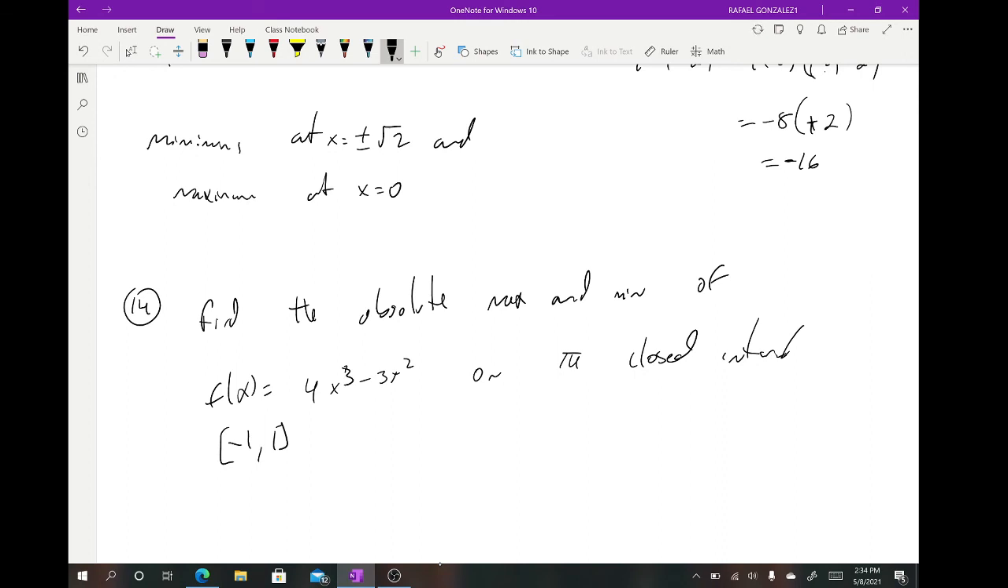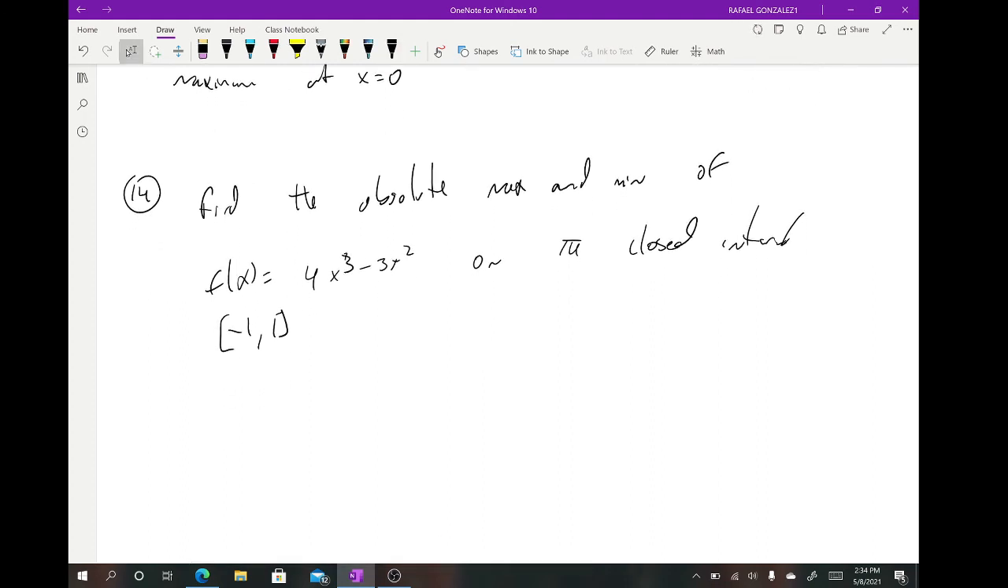Okay, so remember when we find absolute max and min, we have to evaluate the function at the endpoints and at any of the critical values that happen to be in the domain or in the interval given. So what I will do is first I'll just simply take the derivative. So f prime of x is equal to 12x squared minus 6x by the power rule.